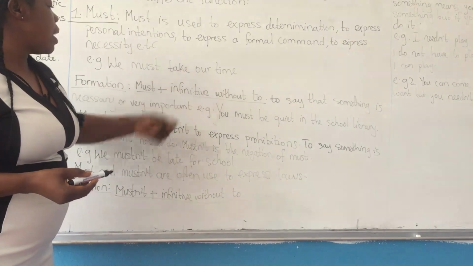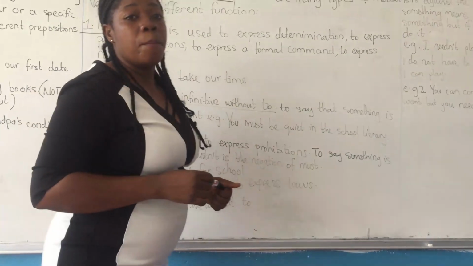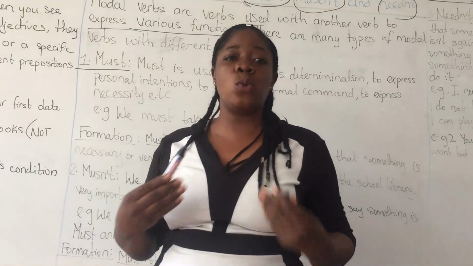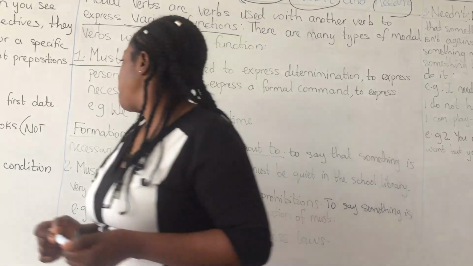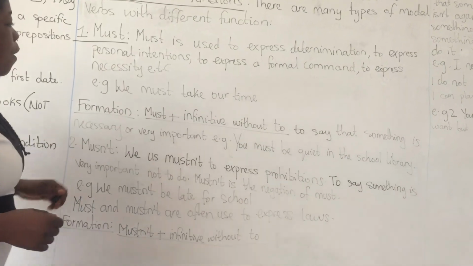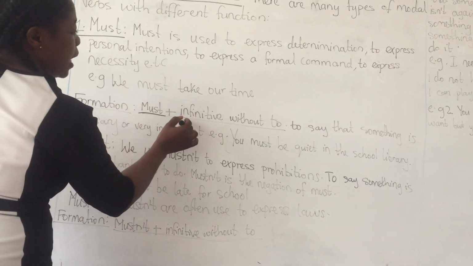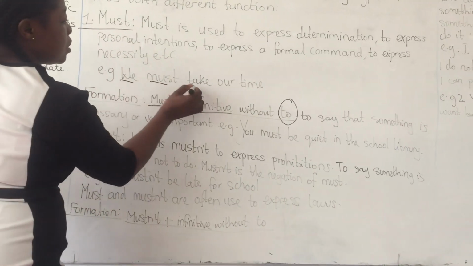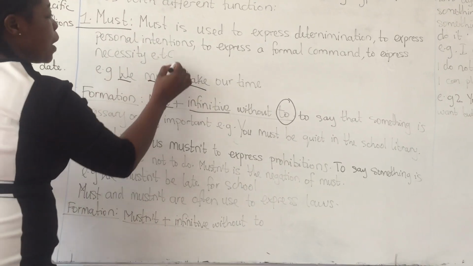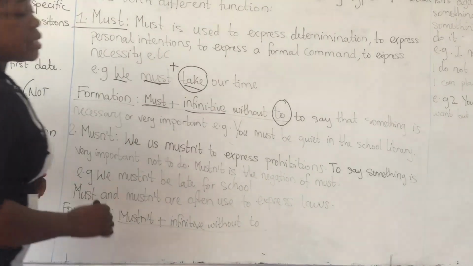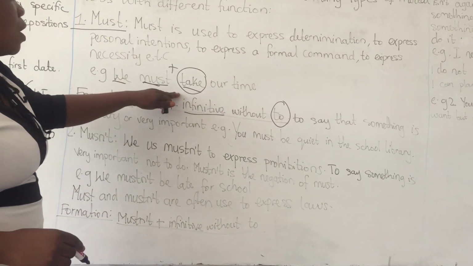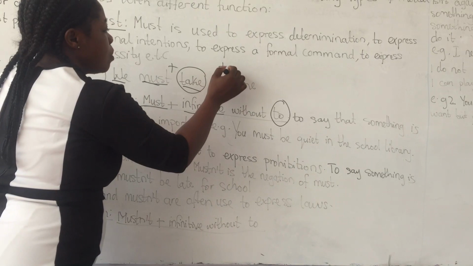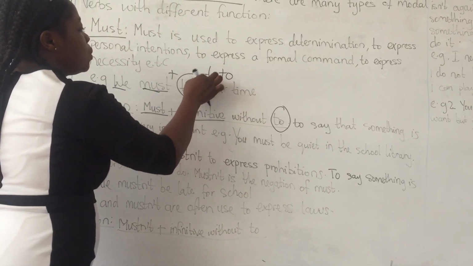Example, we must take our time. That is to say, must is used for necessity. When something is very important, when it is necessary that you do something, you use the word must. So let's look at how must is formed. Must is formed with an infinitive without to. After must, the verb that follows is always in the base form. You don't have to conjugate the verb that follows, and you don't have to use the word to.